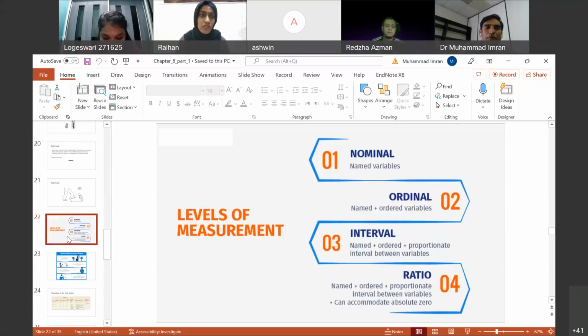Okay, let's discuss this in more detail. This is a snapshot of the lecture. Nominal is names of variables. Ordinal is name plus order. The third one, interval, is name plus order, plus it gives the distance between two variables. Understand? And the last one has name, order, interval as well, and can accommodate an absolute 0, which justifies the 0, and cannot go beyond 0. Understand?